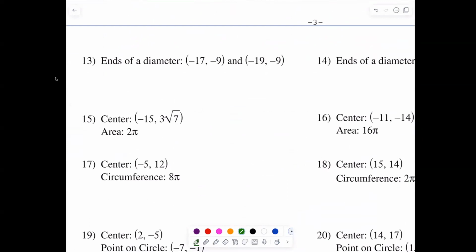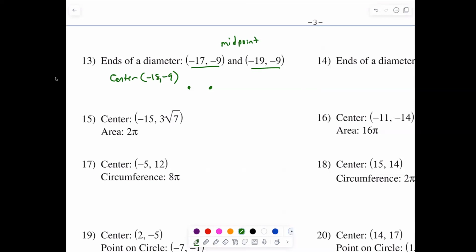Everybody should be able to say this is -17, -9. This is -19, -9. So what is the center? The center is -18, -9. Now, some of you are looking at that like that was obvious, but remember, it's just a midpoint. The center is the midpoint of the endpoints of the diameter.